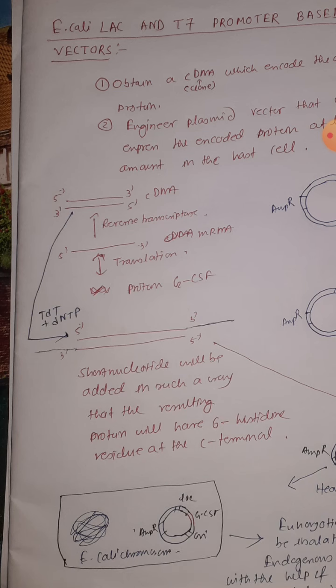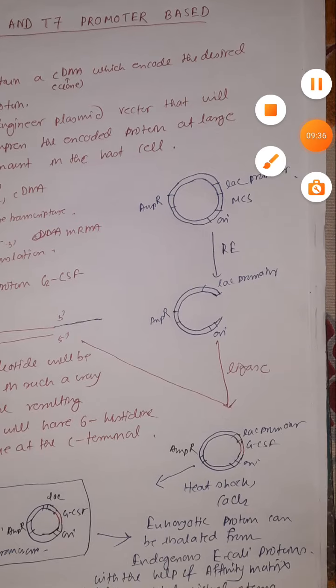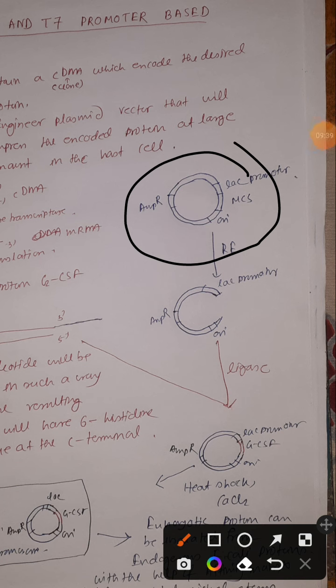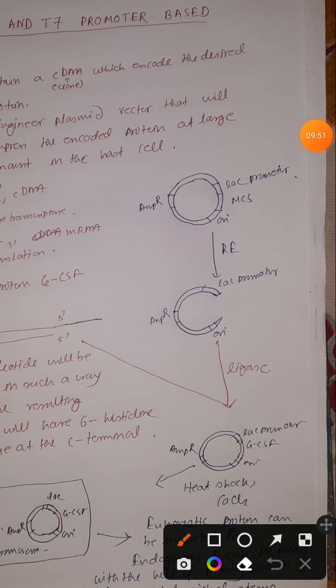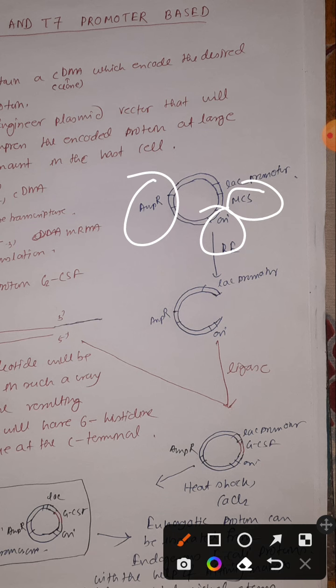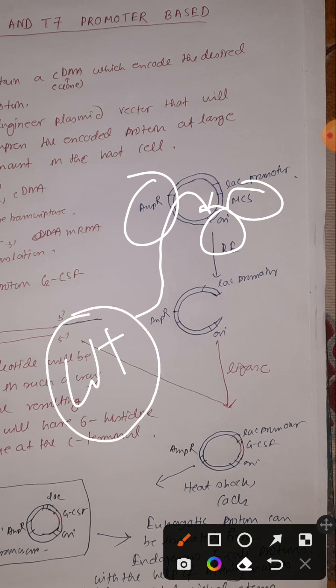I have not yet discussed why we are doing this, but I am going to. Our vector will be designed in such a way that it has a LAC promoter, because our goal is to express the gene. So this is a kind of expression vector. Second, there should be a multiple cloning site so that we can easily insert our gene of interest, along with an origin of replication for replication and an ampicillin resistance gene as the primary selection marker. Within the MCS there should be the omega peptide of the LAC gene.